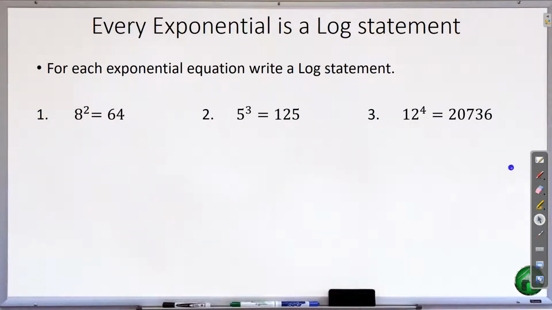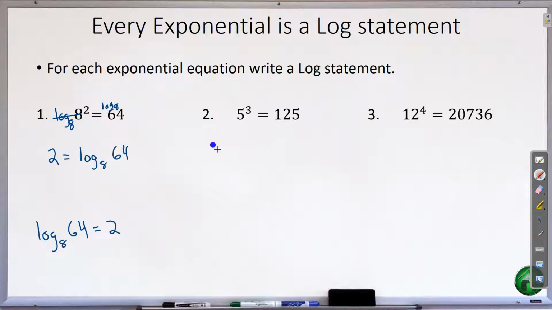So here are a bunch of exponentials that we're familiar with. 8 squared is, of course, 64. So we're going to turn that into a log statement. So I'm going to log both sides. What kind of log am I going to do? A base 8, so it gets rid of this 8. So I'm going to log base 8 both sides. That's going to cross out. So 2 is equal to log base 8 of 64. So now we know another log statement. If I ever see log base 8 of 64 again, I know that it must equal 2.